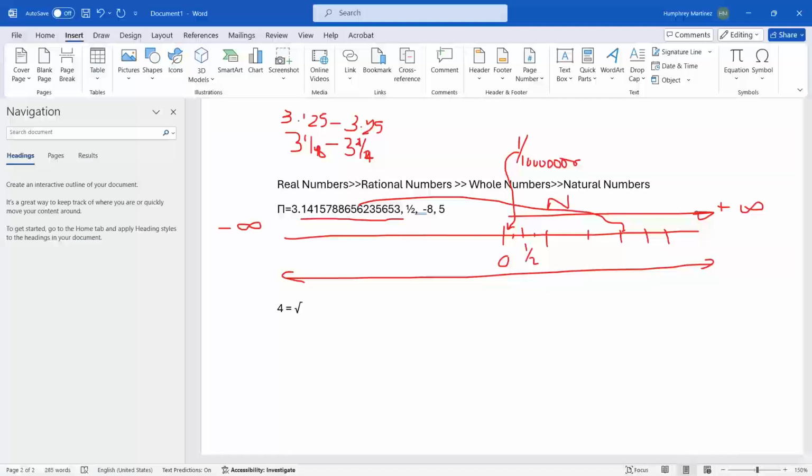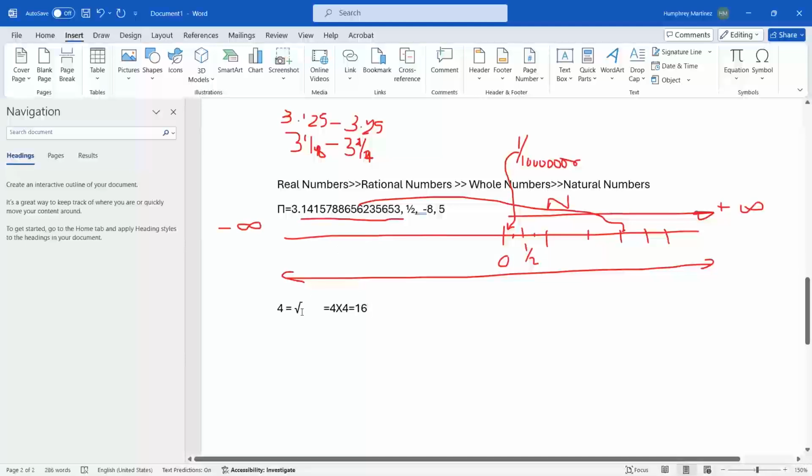To give you that answer, you just have to multiply four times four. What is four times four? 16. Uh-huh, 16. Then this is the number. Okay, and then the square root of 16 is four, okay? The root is of 16.